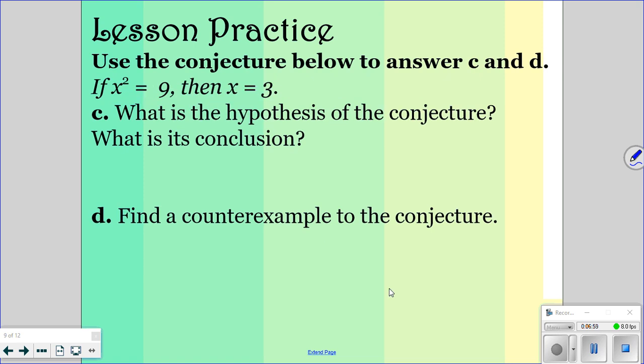Looking at these two, let's see if you can do them by yourself, and then I will go over the answer. If x squared equals 9, then x equals 3. The hypothesis is x squared equals 9. The conclusion is x equals 3. Your counterexample, any ideas? X equals negative 3. Just because x squared equals 9 doesn't mean that x equals 3. It could also equal negative 3. So that's your counterexample.